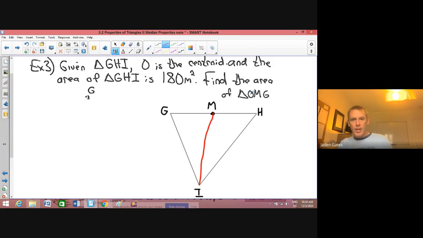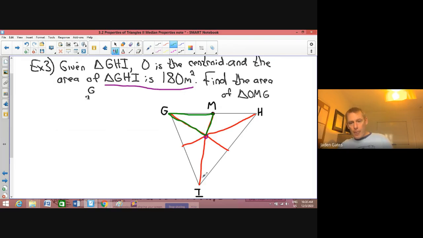Well, O is, again, the centroid. So I am going to have to draw in all the medians, a sketch of it anyways. So this one's a little harder here. So we got more lines. Again, my purple dot, I'm just going to put a big O in there. There's our centroid. All right, now, this is telling me the area of the entire triangle is 180. And I want to find the area of OMG. So O, my centroid, to M to G. So I connect that triangle.